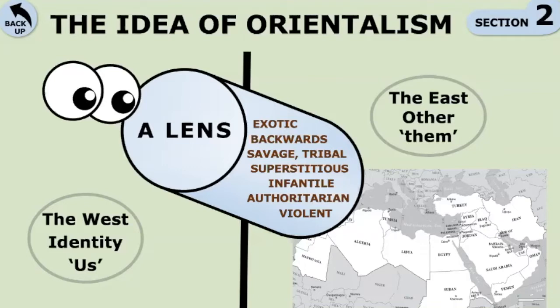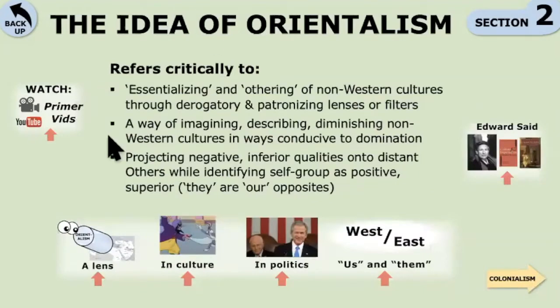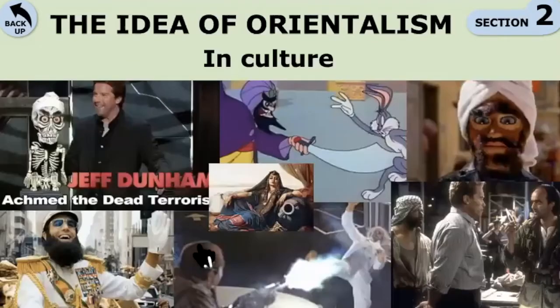So is it any surprise that the qualities that get ascribed to the region are mostly negative? The region is exotic, backwards, savage, tribal, superstitious, infantile, authoritarian, violent. We could add feminine to this list as well. The region is seen as, in some ways, feminine in the sense of something to be seized and possessed as a prize, to be dominated and controlled. Adding a little bit to our understanding, the idea of Orientalism is a way of imagining, describing, diminishing non-Western cultures in ways that are conducive to domination. So it's not just mischaracterizing the region, but mischaracterizing with a purpose. We can see this visualized right here in culture.